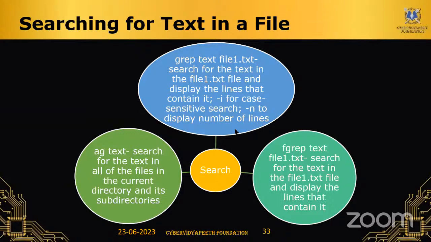Next, for searching in text files, we have ag text. This will search for the text in all of the files in the current directory and its subdirectories. The ag command stands for the silver searcher. This command is very fast and powerful for searching in text files.